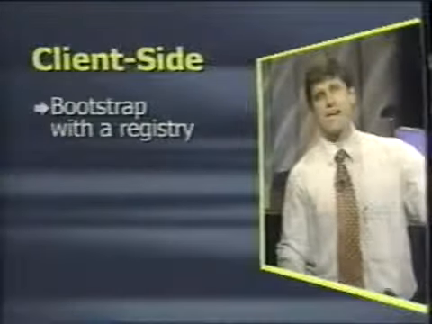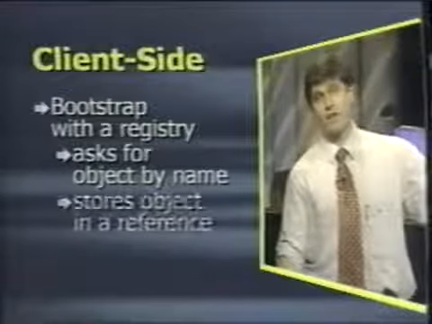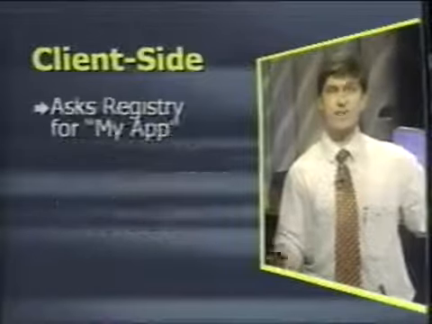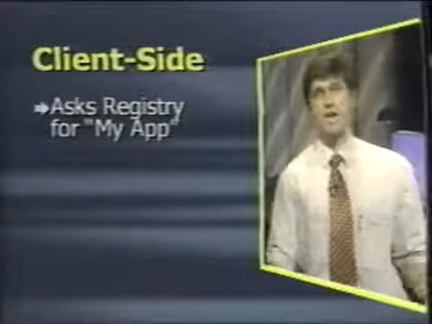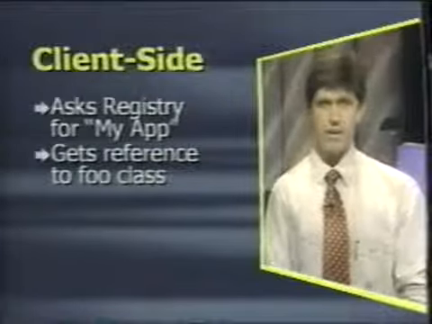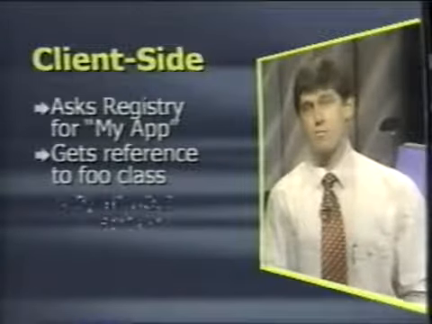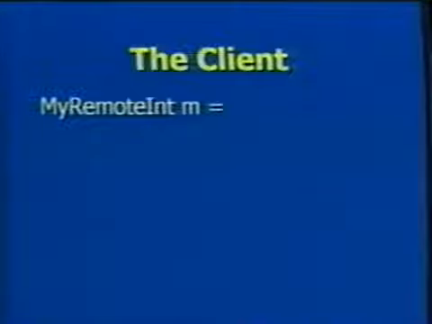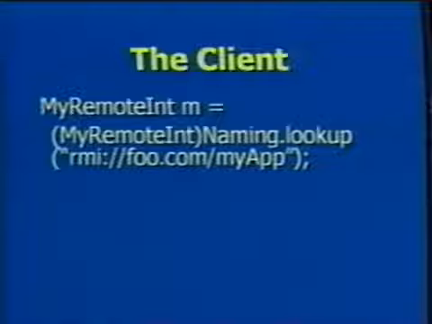Okay, so what makes all this work? What's happening underneath? Let's first take a look at the client. The client needs to bootstrap with a registry by asking for an object by name and storing it in a reference to the interface that it implements. What that means is that a client is going to ask a registry for my app. It's going to get a reference for the foo class that we created, but not directly to the foo, but rather to the remote interface that it implements. So in this example here, we have MyRemoteInt m equals, and we have a cast to MyRemoteInt, which would be a remote interface.